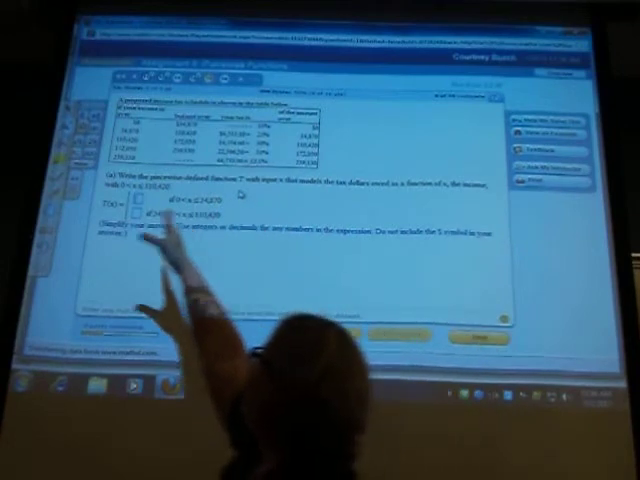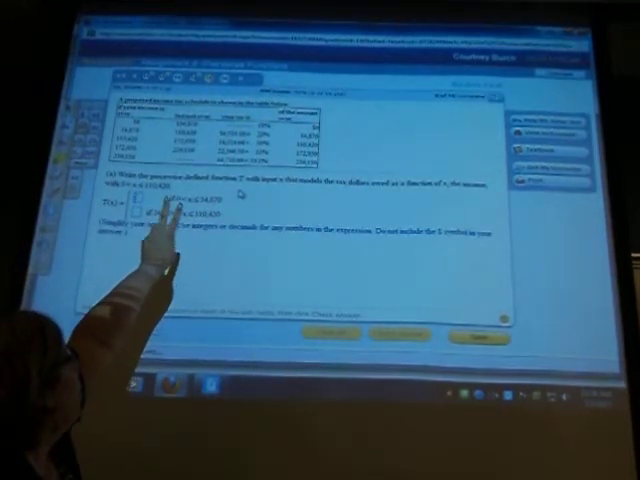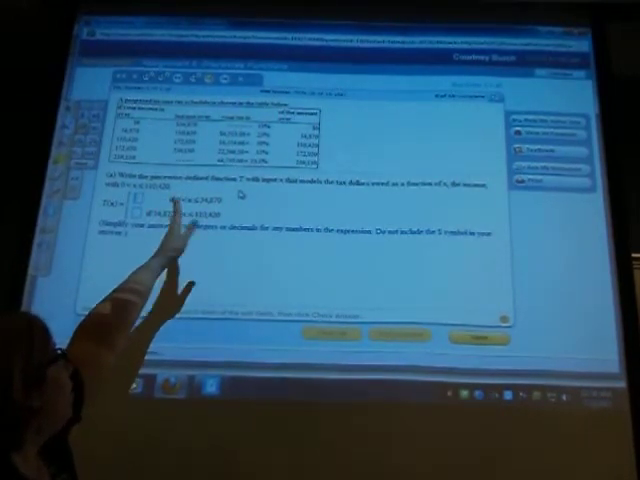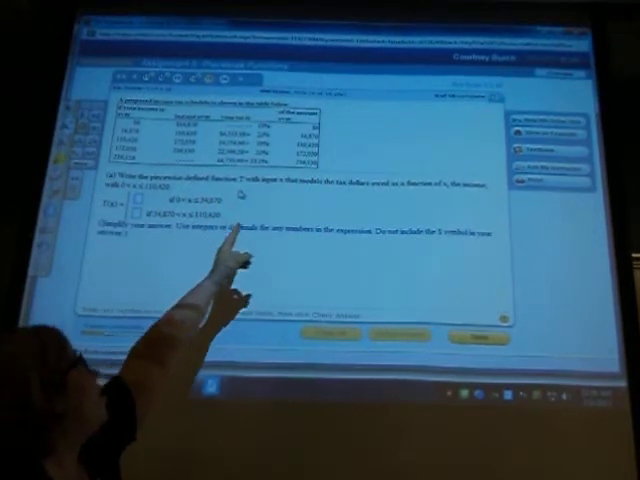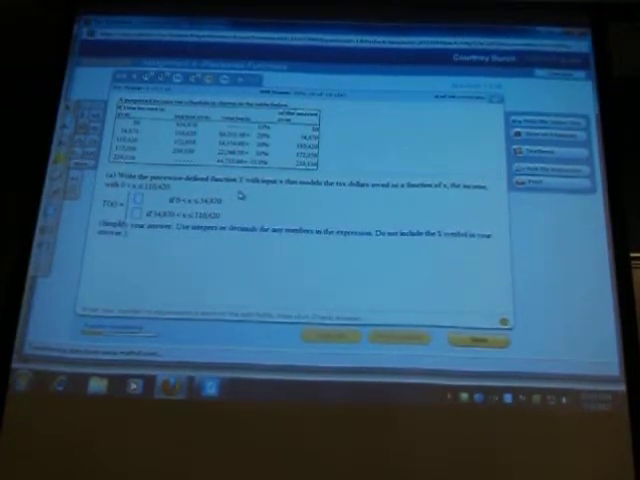Okay, so this tells me that if my income is between the number on the left and the number on the right, then my tax is the fixed amount plus a percentage of the income over this much. Okay? Now, one thing that's confusing about this question is that they're only asking you to write a function for two categories.